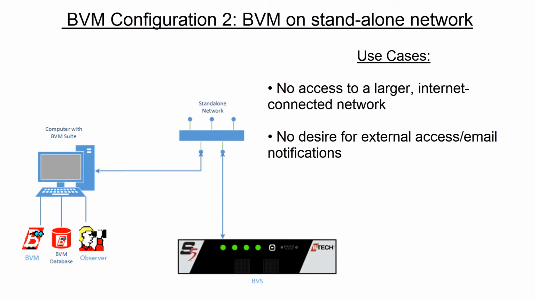The second configuration is the most basic network-connected BVS configuration. This setup is commonly used when there is no access to a larger internet-connected network, either due to the lack of such network or due to the customer's security policy. This setup is also commonly seen when a customer has no desire for external access or email notifications.